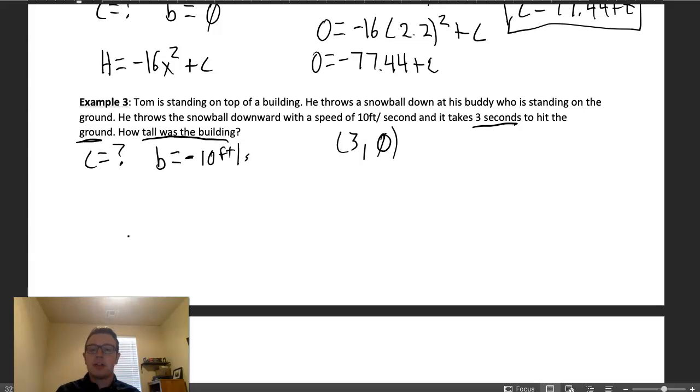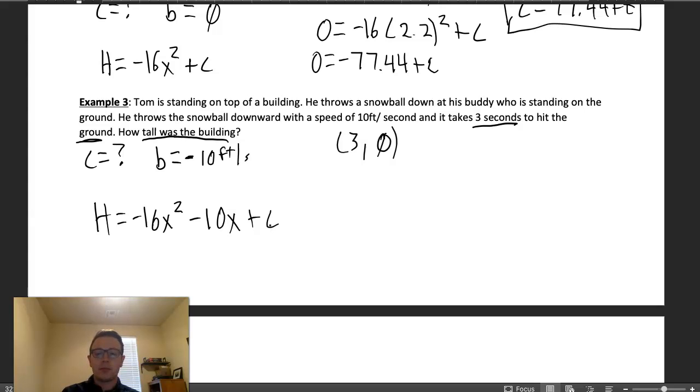Let's go ahead and try to build our equation and see what we should do. Our equation is h is equal to minus 16x squared plus b is minus 10, so this is minus 10x. And we don't know what c is. C is our unknown. Now we have an equation and we have a point to the equation. Can we solve for c at this point? The answer is yes. So go ahead and solve for c. What's the initial height of the building?